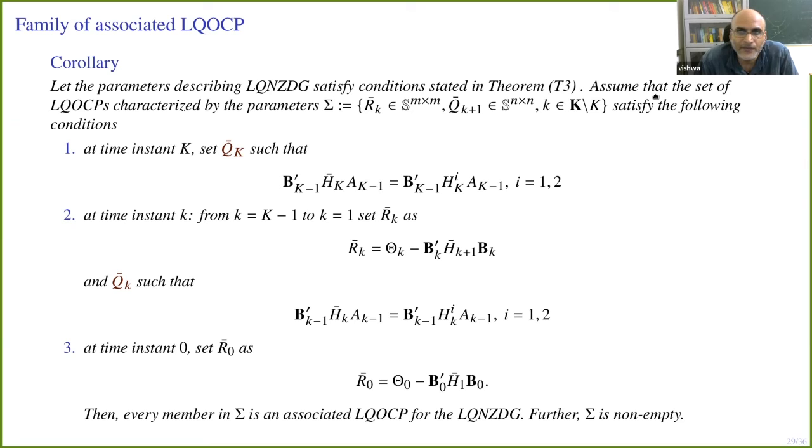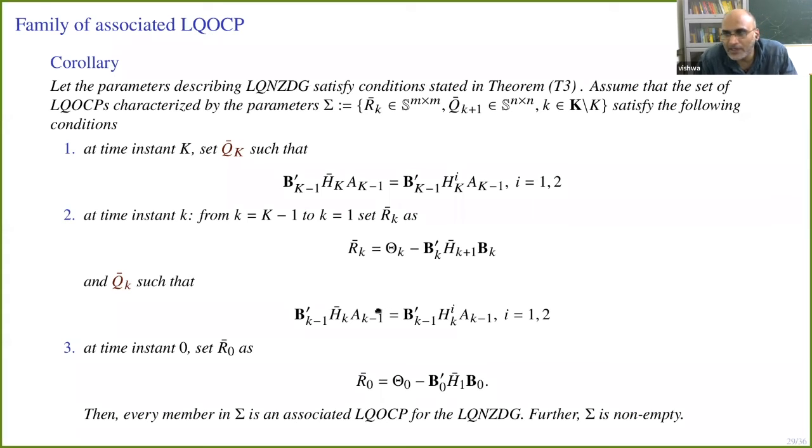That's the idea here. So in fact, here we say: let the problem parameters satisfy the conditions in theorem T3. Assume the set of optimal control problems characterized by these parameters satisfy the following conditions. So now I'm not fixing QK bar as the same as player 1's matrix, but I choose QK bar such that this condition holds. The RK bar is fixed as the same as we fixed in the proof, but QK bar is fixed always such that this condition holds true.